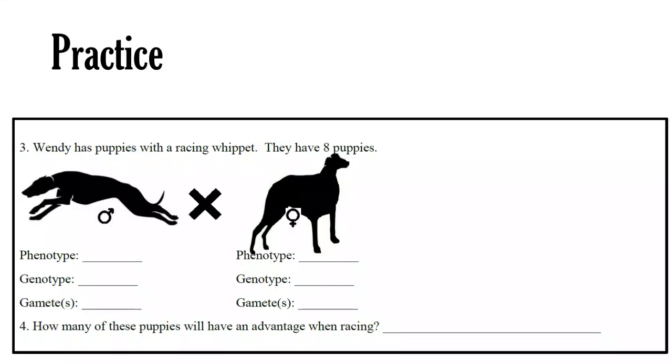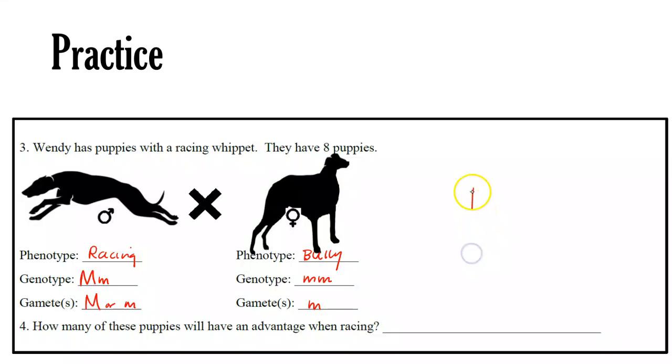Wendy has puppies with a racing whippet. Remember, Wendy is a bully whippet. Here is Wendy, and she's having puppies with a racing whippet. Genotypes of bullies, little m, little m. Our racing have one functional copy and one unfunctional copy. Wendy has no functional copies of this gene, so she produces tons of muscle because it is unregulated. If I think about the gametes, racing is big M or little m. Wendy can do little m or little m, so I'm just going to write little m on this line.